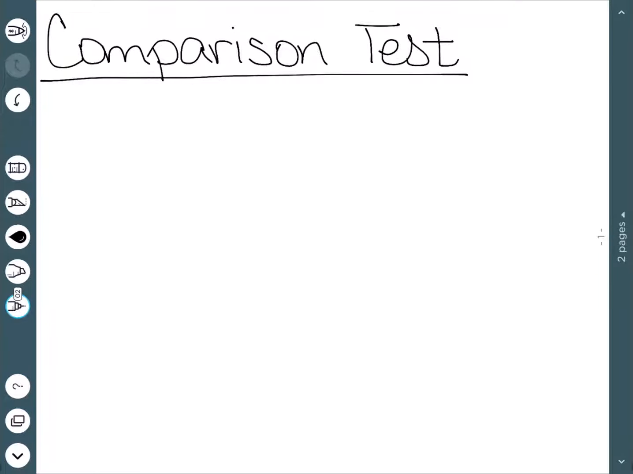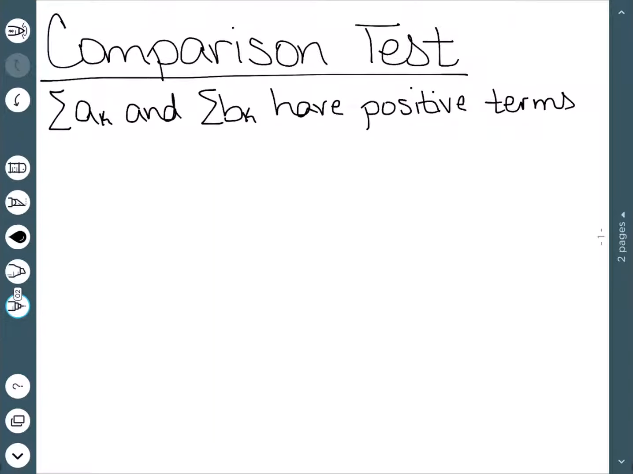The next convergence test is called the comparison test. For the comparison test, we start with two series, a sub k and b sub k, that need to have positive terms. And there are two things that we're going to look at.